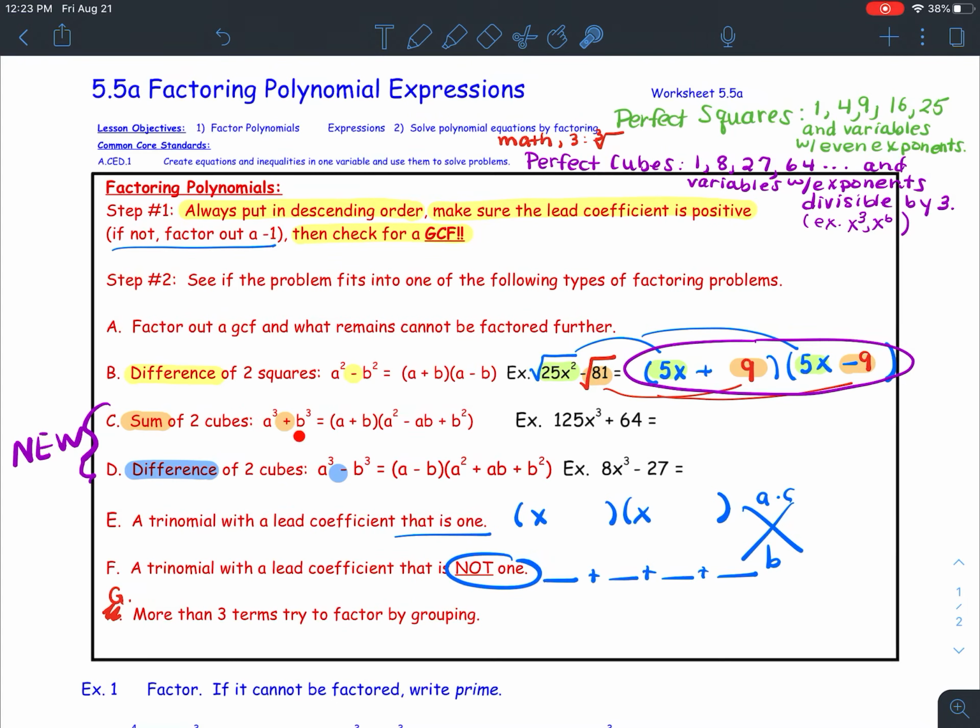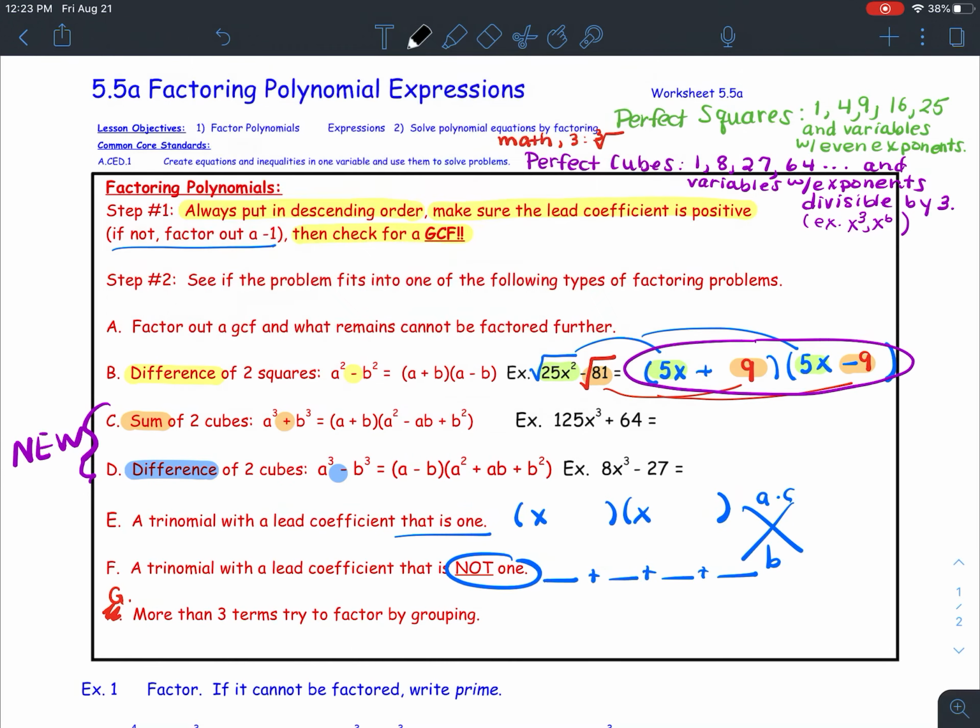Now, you have to be able to identify whether the problem you're looking at is a sum or difference of 2 cubes. So sum, difference, that's easy. We know addition or subtraction, but you have to be able to look at your numbers and your variables and say, everything is fitting into that box of being a perfect cube. Okay, now if it meets that criteria, this is a little bit different.